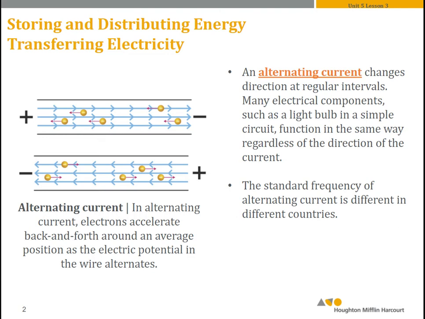The standard frequency of alternating current in North America is 60 hertz. That means you have 60 back and forth cycles per second. So the direction of the current flips back and forth 60 times every second.